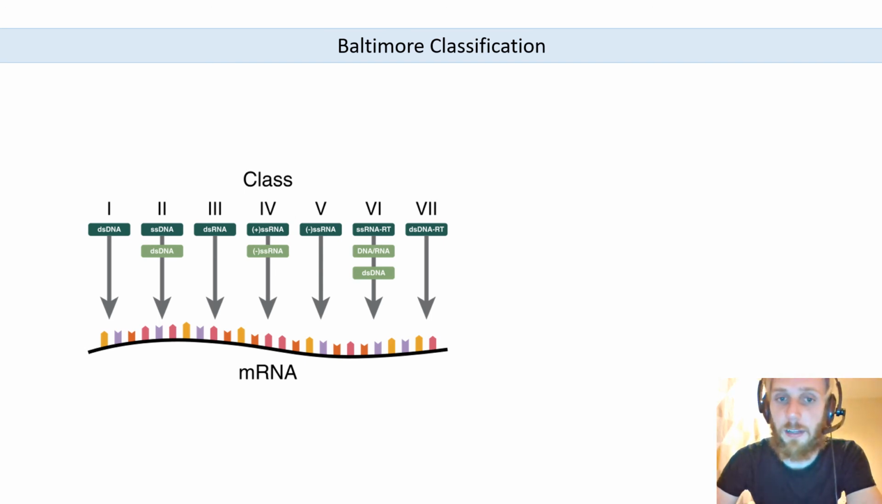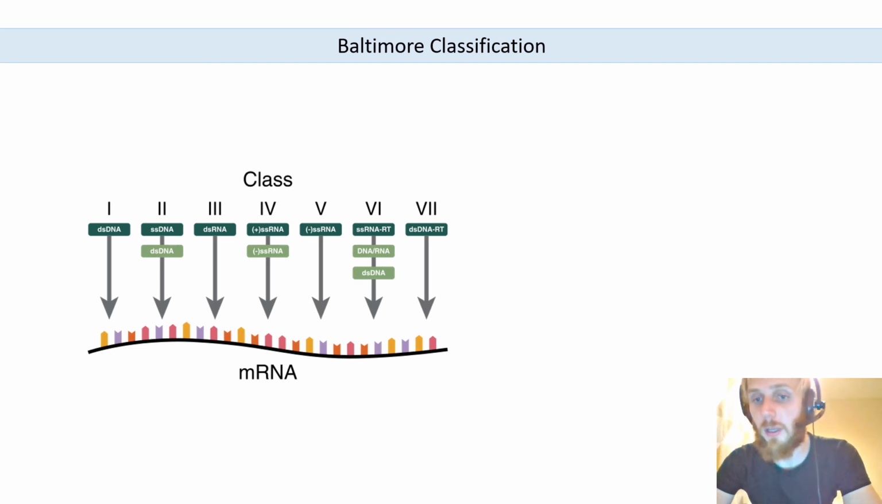At the top of the classification, you'll see that for group 1, we have dsDNA, double-stranded DNA. For group 2, single-stranded DNA. Group 3 is double-stranded RNA. Groups 4 and 5 are positive and negative stranded single-stranded RNA, respectively. Groups 6 and 7 are slightly different, but for the first 5 groups, you can see the grouping is based upon what their genome is made of.